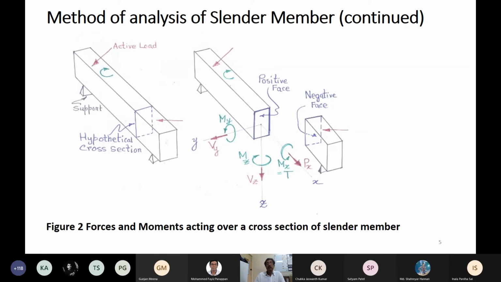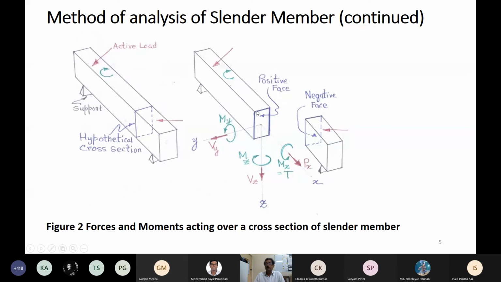Now, what I do is pass a hypothetical cross section perpendicular to the longitudinal axis of this beam to separate this beam into two parts. And I know that the whole beam was in equilibrium. Now the beam is divided into two parts. How can the individual parts be in equilibrium? There are active forces and moments as before. There is a support reaction from one end as before.